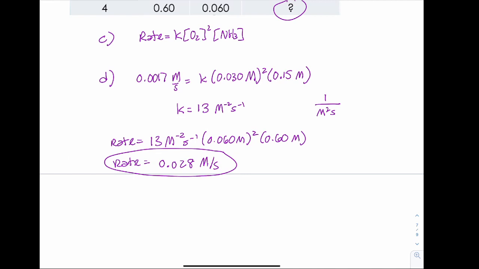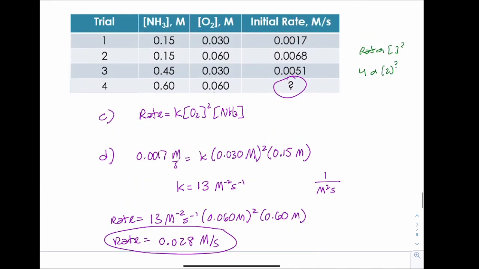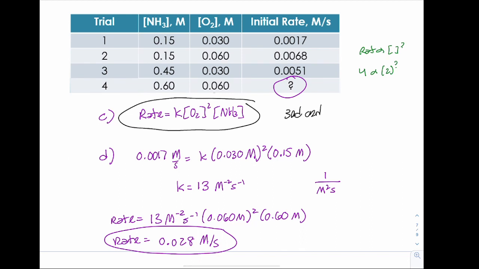We could add one more part to this. I could ask what the overall reaction order is, because we didn't do that, right? We said it's second order with respect to oxygen, it's first order with respect to ammonia, and then it's third order overall, right? We add our exponents to get the overall order. So I have an exponent of 2 on oxygen, an exponent of 1 on ammonia. 2 plus 1 is 3. So overall, my reaction is third order.